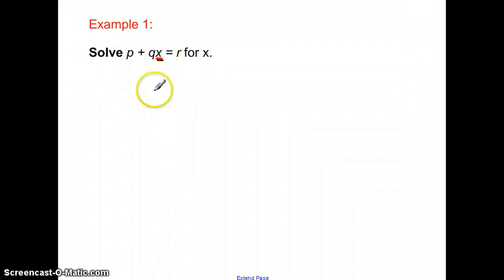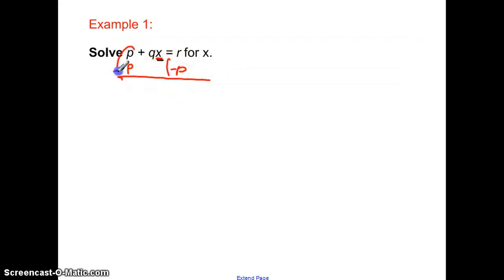Here's x. We want to rewrite the equation so that x is by itself. So we've got to undo some things. Look at what's being done to the x. Well, x is being multiplied by q, so at some point we're going to have to divide by q. And it also has p being added to it, so we're going to have to undo that and subtract p. So let's start with that. If we subtract p from here, you have to do it to the other side.